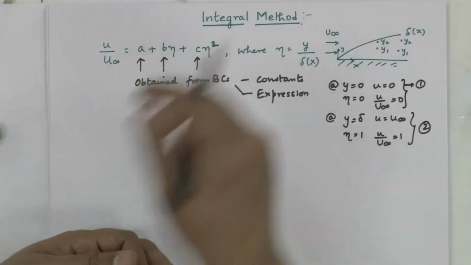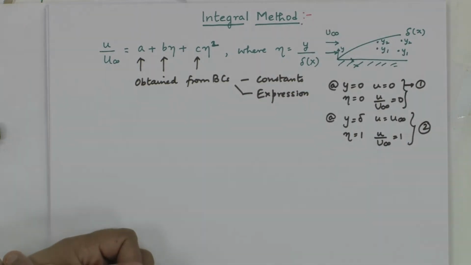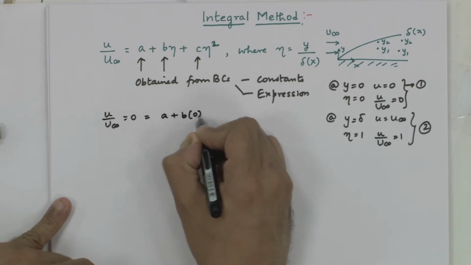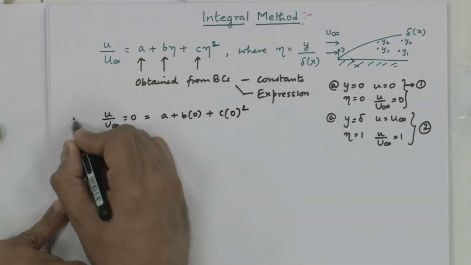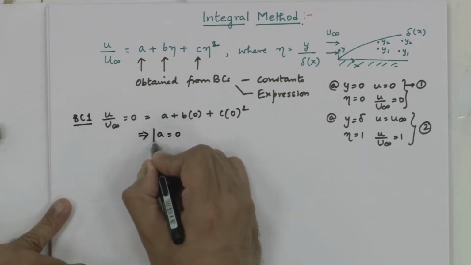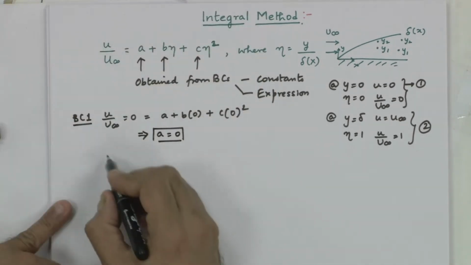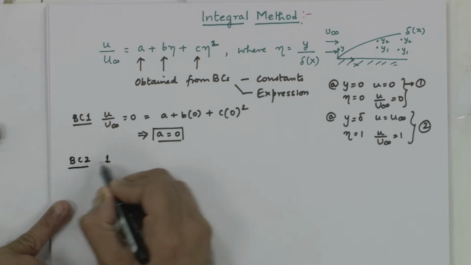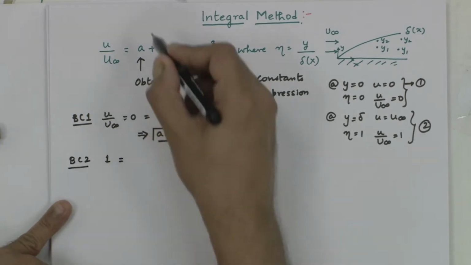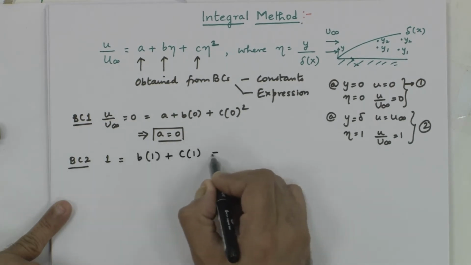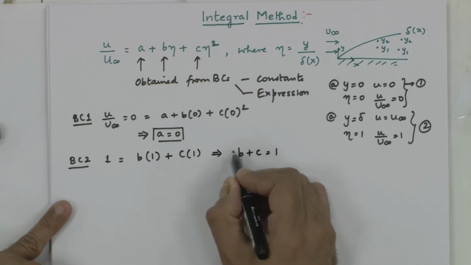Like this I have to develop an additional boundary condition, so that if I substitute 1, I would get u by u infinity equal to 0 equal to a plus b times 0 plus c times 0 square. This is BC 1. This gives me a equal to 0. Similarly, if I put the second boundary condition, BC number 2, u by u infinity is 1, a has already been taken as 0, I would get b into 1 plus c into 1, which implies b plus c equal to 1.